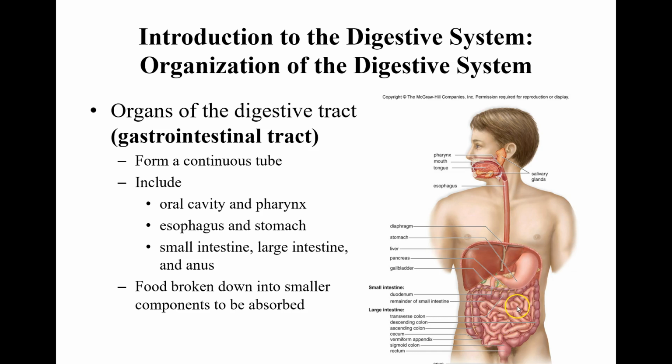Food here is going to get broken down to the point where we can absorb the nutrients, and then it moves into the large intestines. Any excess materials that we want to absorb, including all the fluids and water, are absorbed in the large intestine, and then waste products come out through the anus.